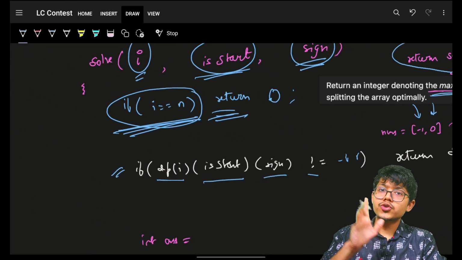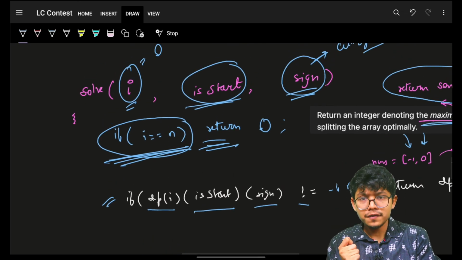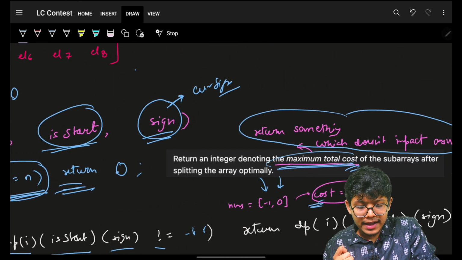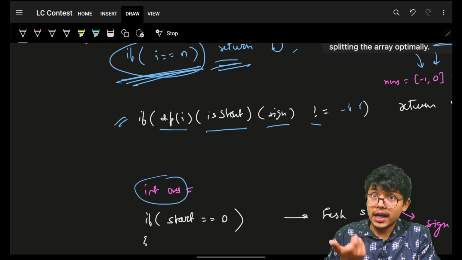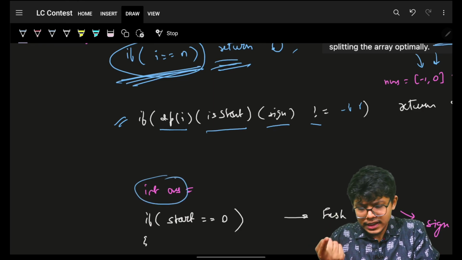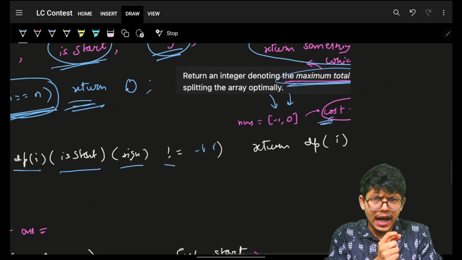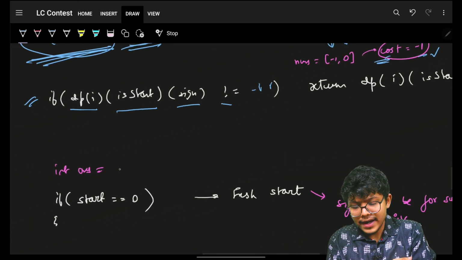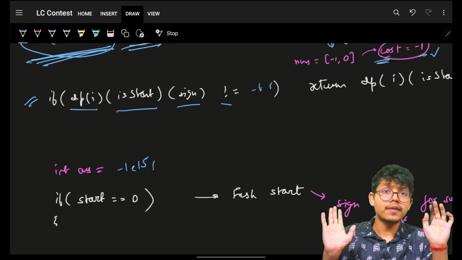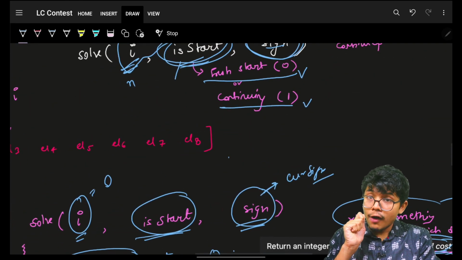Let's come on to the actual fun. Actual fun starts. You have to get the maximum total cost. So obviously you will initialize your answer. Answer should return your maximum total cost. Initialize the answer with the minimum value. I showed you minimum value can be -1e14, so I'll initialize with -1e15. Minimum possible value.